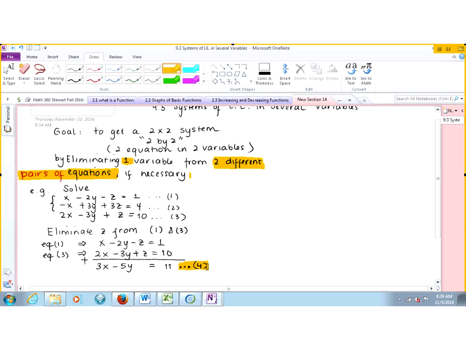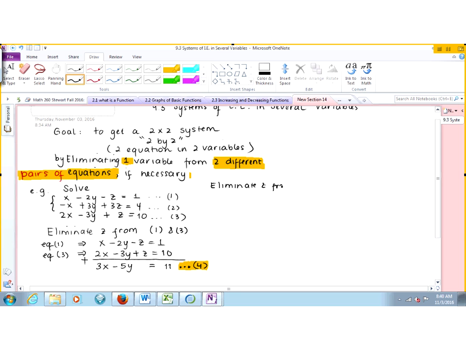What next? Do I have a 2 by 2? Remember, your goal is to have a 2 by 2 system. Do I have a 2 by 2 yet? No, so I need another one. I need another one in x and y. So my first one has x and y. Do I need another one in x and y? So how do I get another one with only x and y? You have to eliminate z again.